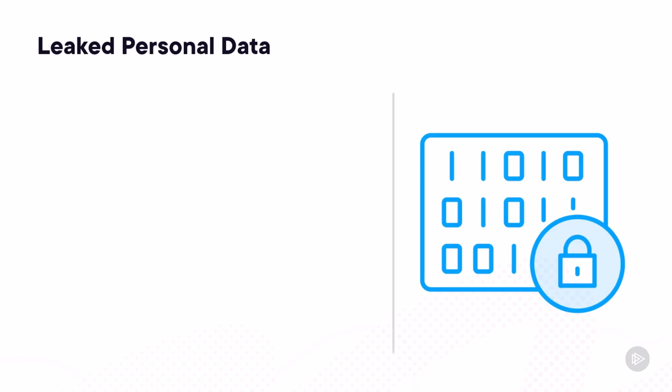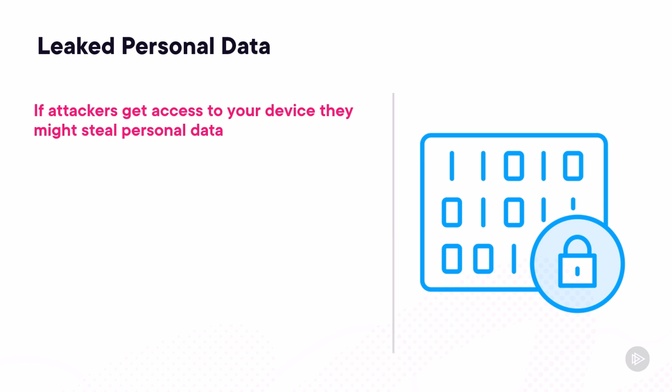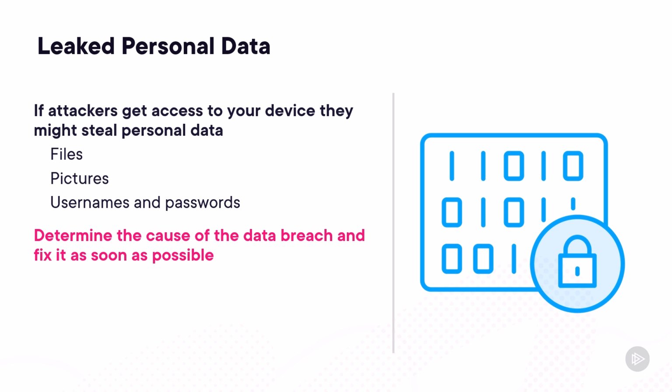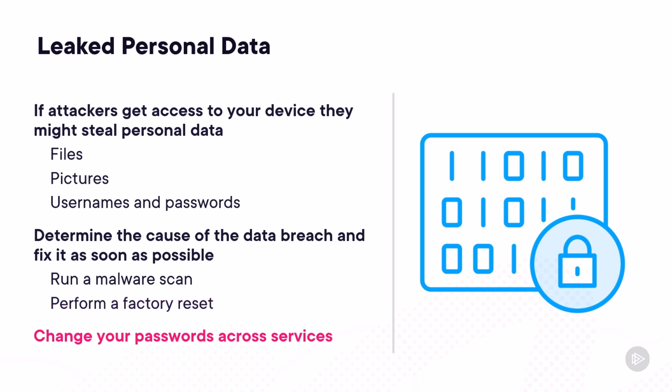Finally, something you never want to happen is hackers getting access to your personal data, whether it's files, pictures, or usernames and passwords. The first thing you should do is determine the cause of the data breach and fix it as soon as possible. So run a malware scan and find the app or the site that was compromised, and you might even need to perform a factory reset on your device. After that, make sure you change your passwords across other services as well, as they might have all been compromised.